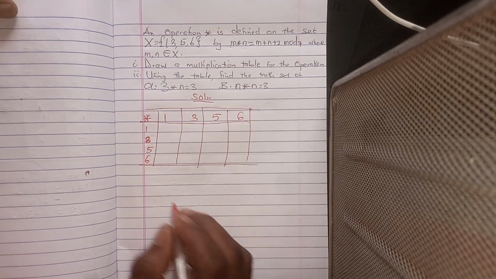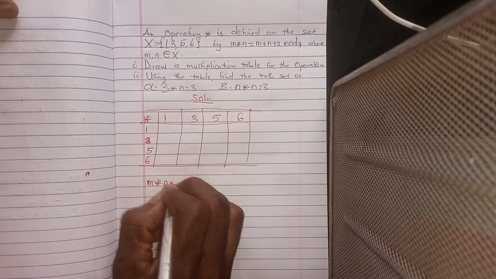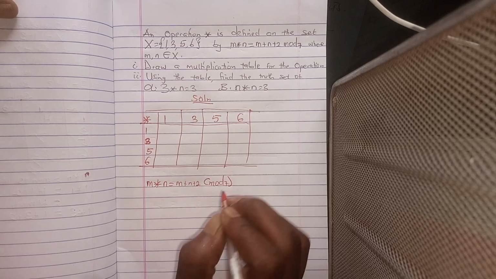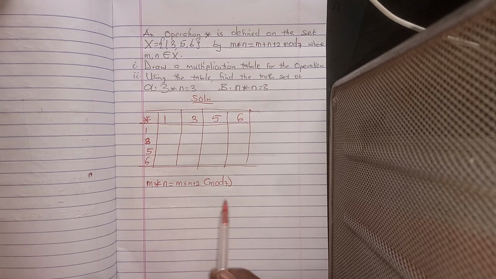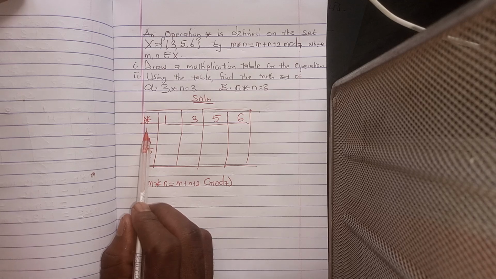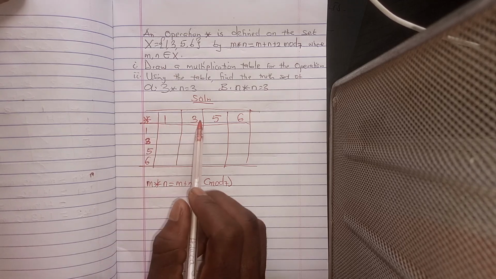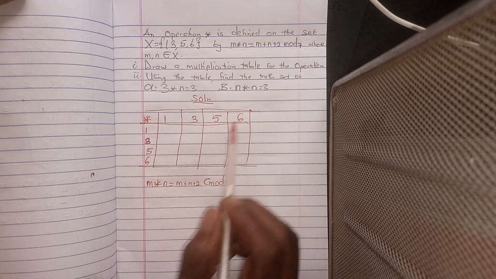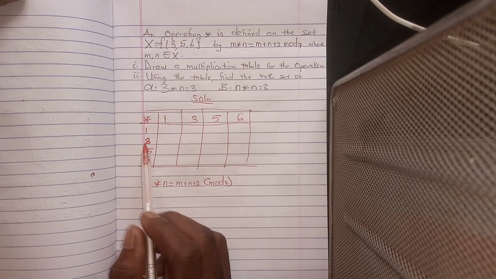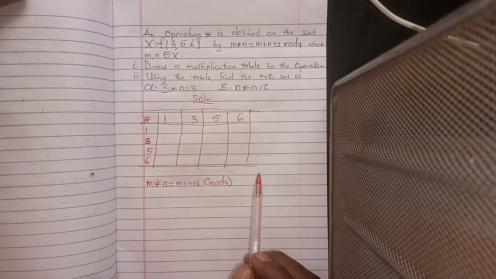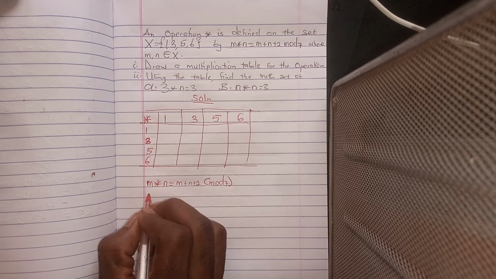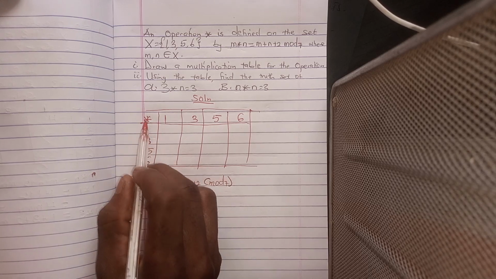The formula given to us in the question is M operation N is equal to M plus N plus 2, then mod 7. We are going to use this formula to fill the table. So we are going to start with 1 operation 1, 1 operation 3, 1 operation 5, 1 operation 6. Then we'll come again, 3 operation 1, 3 operation 3, 3 operation 5, 3 operation 6, 5 operation 1, in that order.